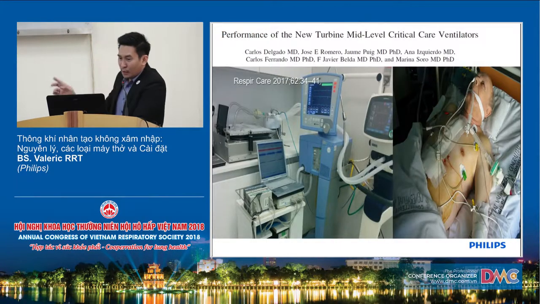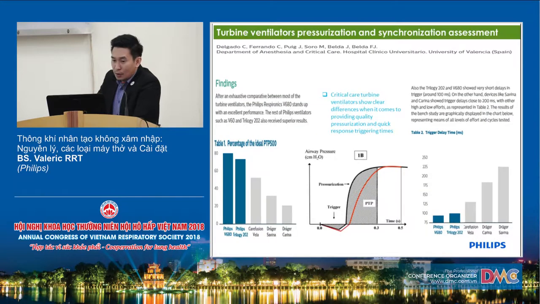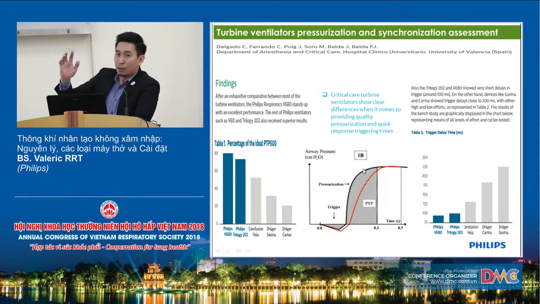Okay, so this study was conducted in Valencia, Spain, with doctors and researchers, to find out which ventilator is capable of delivering a non-invasive ventilation approach. They tried different types of ventilators, and one of the ventilators they tested is the Philips. So here's the result. In the graph, this is the pressurization, this is the baseline of the ventilator, then the trigger of the patient, then the quick response of pressure delivery.